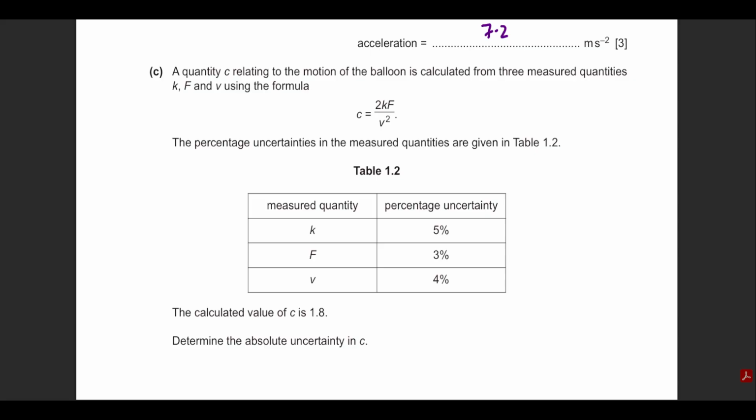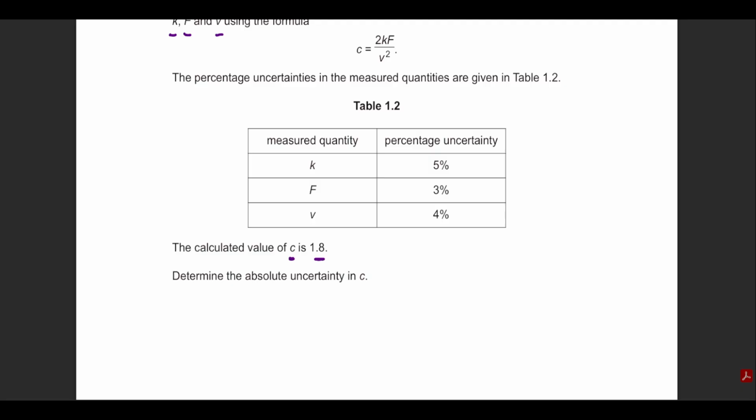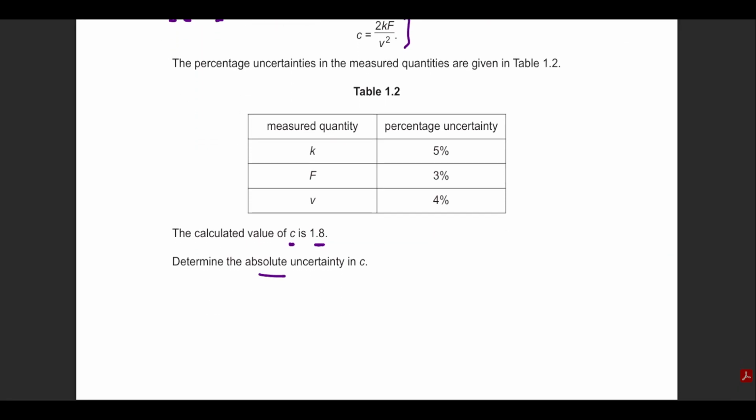This could be any quantity. We're not sure what that is. So he's mentioning K, F, and V as some quantities. He says the calculated value of C is 1.8. When everything is put into this equation, C comes out as 1.8. He says determine the absolute uncertainty.